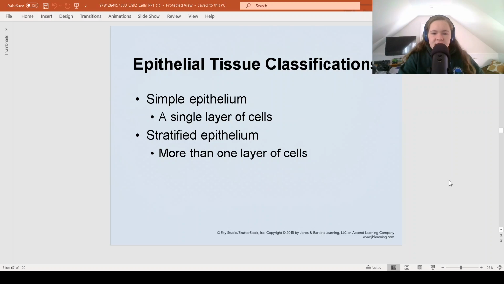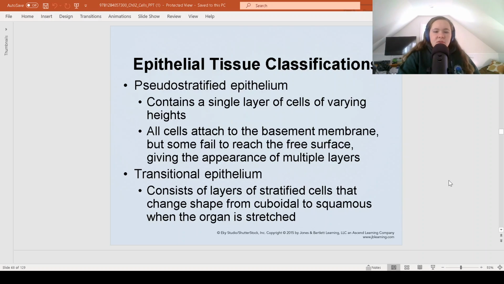Simple epithelium is a single layer of cells. Stratified epithelium is more than one layer of cells. Pseudostratified epithelium contains a single layer of cells of varying heights. All cells are attached to the basement membrane, but some fail to reach the free surface, giving the appearance of multiple layers. Transitional epithelium consists of layers of stratified cells that will change shape from cuboidal to squamous when the organ is stretched.